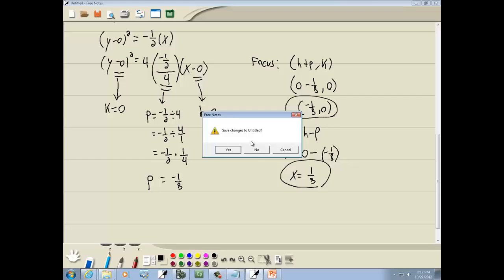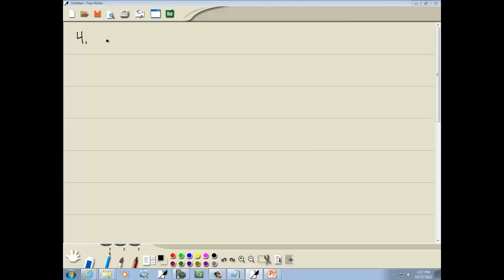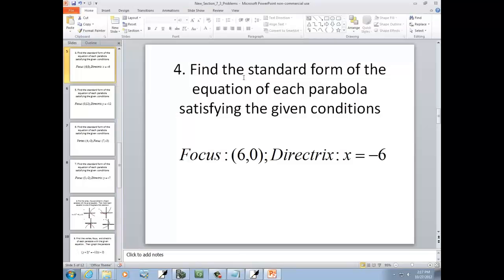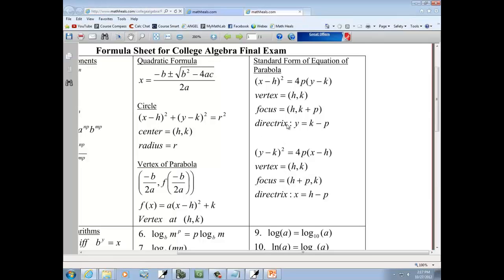Let's take a look at our next problem. They tell us the focus is 6, 0, and the directrix is x equals negative 6. They want us to find a standard form of the equation of the parabola given those conditions. We have directrix y equals something up here, and down here directrix x equals something. It matches this bottom one, so this is the formula we're going to be using.